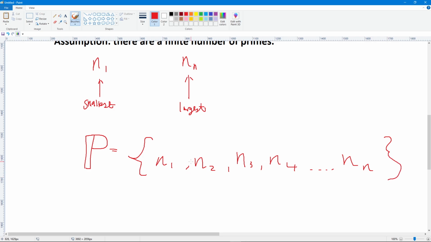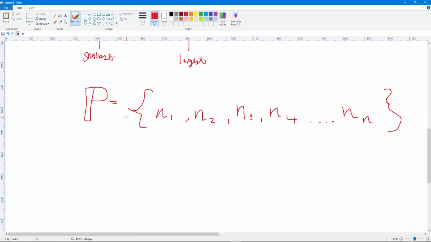So what this means is n1 is the smallest prime, and it's also the first prime. n2 is the second prime, n3 is the third prime, n5 is the fifth prime, and nn is the nth prime, also the largest prime in our universe where there's a finite number of primes. Okay, now let's create a new number. This new number is called y. And y is n1 times n2 times n3 times n4 times n5 times n6 times n7 times n8 times all the way to nn.